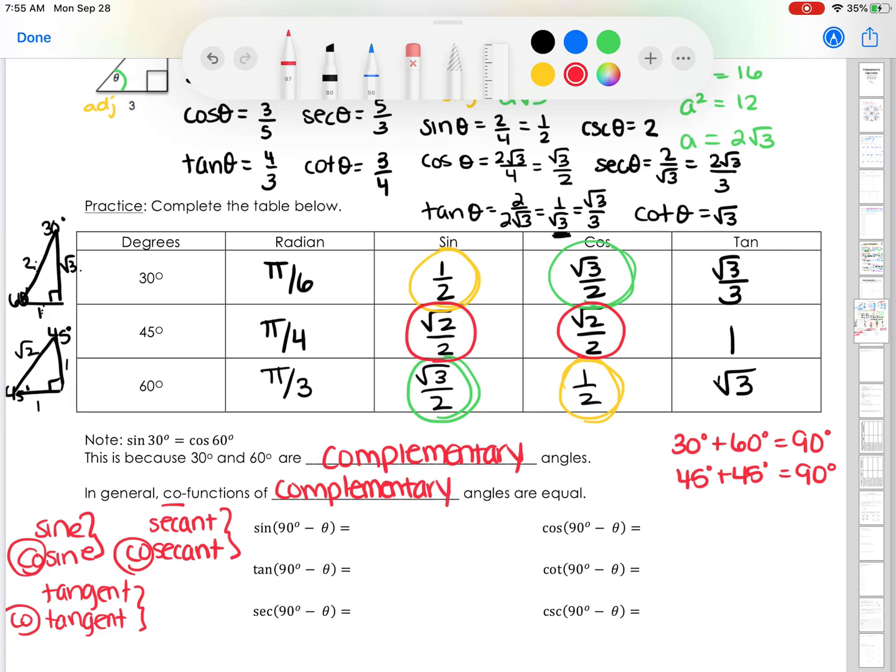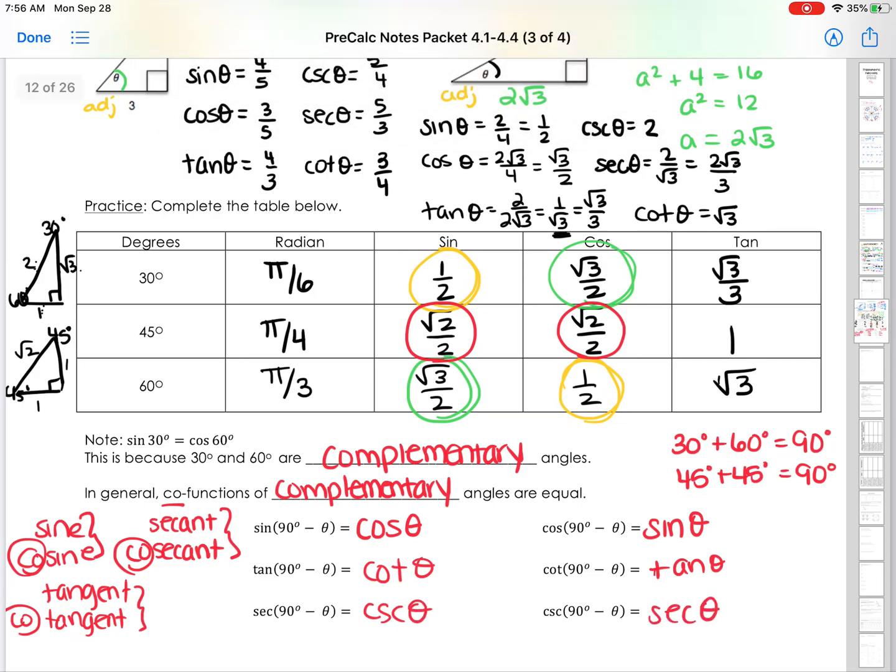So because 30 and 60 are complementary angles, their sine and their cosine are going to be the same. Because 45 and 45 are complementary angles, their sine and their cosine are going to be the same. So what that means is, 90 minus theta here is just a way of saying whatever the complement is to theta. Sine of 90 minus theta is going to be equal to the cosine of theta, the original angle. Cosine of 90 minus theta is going to be equal to sine of that original angle. It works the same for tangent and cotangent, and it works the same for secant and cosecant.